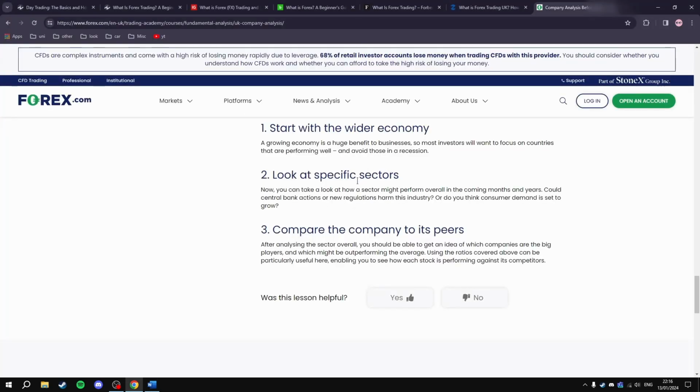Look at specific sectors. Now you can take a look at how a sector might perform overall in the upcoming months and years. Could central bank actions or new regulations harm this industry, or do you think consumer demand is set to grow?